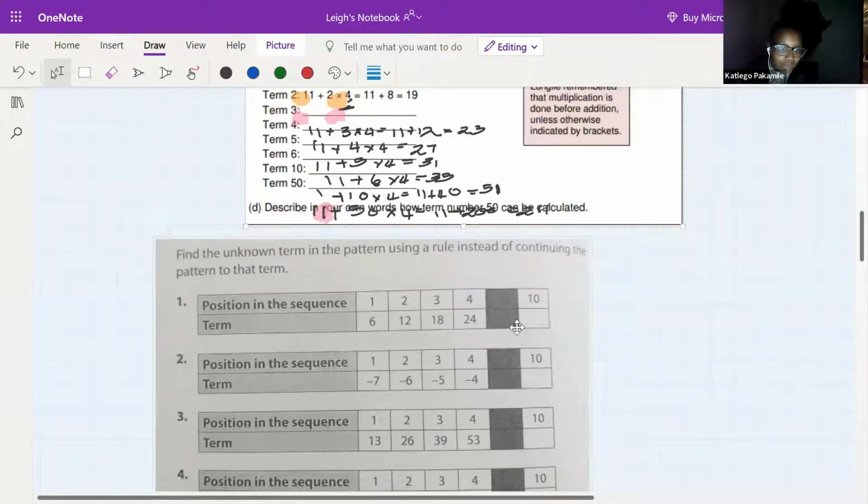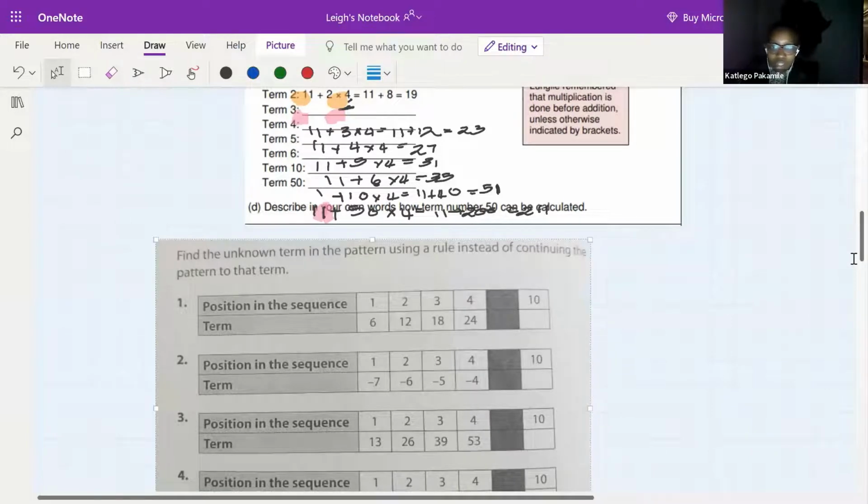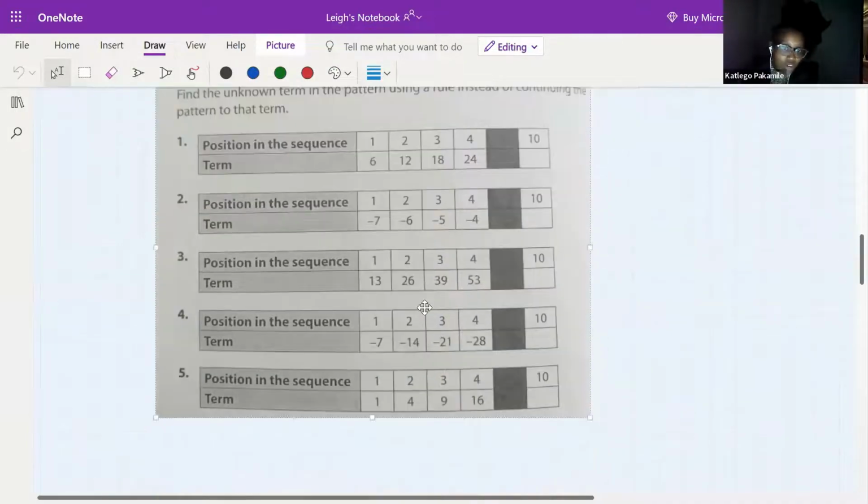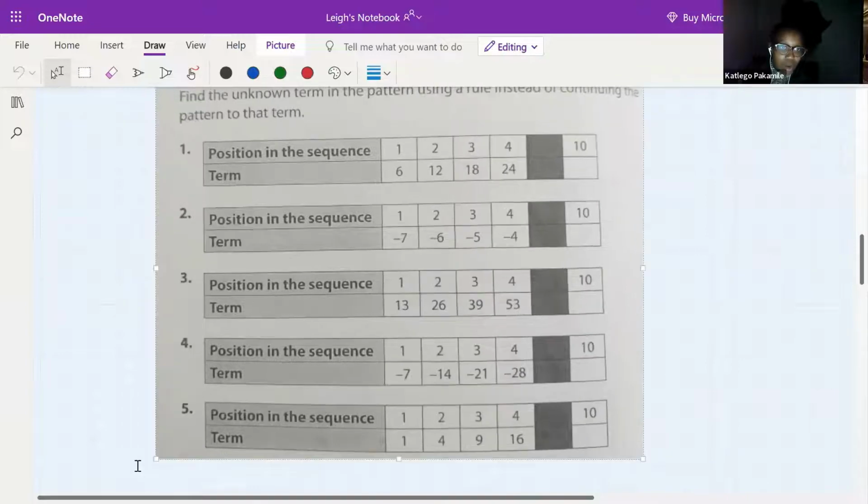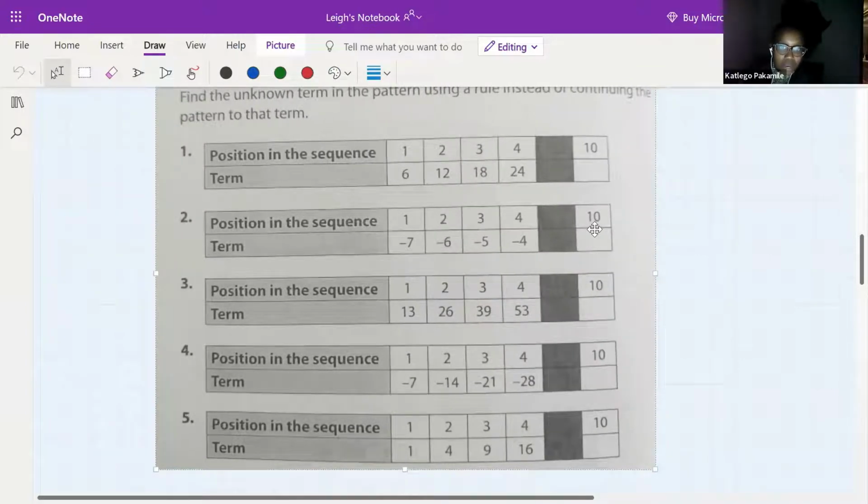Okay, let's first do number 1 together. And then you guys can go ahead and do number 2, 3, 4, and 5. Okay, so let's look at number 1. It says find the unknown term in the pattern using the rule instead of continuing the pattern. So they're saying don't write down all the terms until you get to term number 10. We should have made it 50, because I know some of you are going to cheat and write them down. But don't write them down. Find a rule you can use to find term number 10.